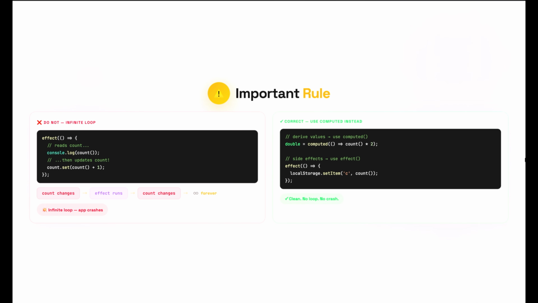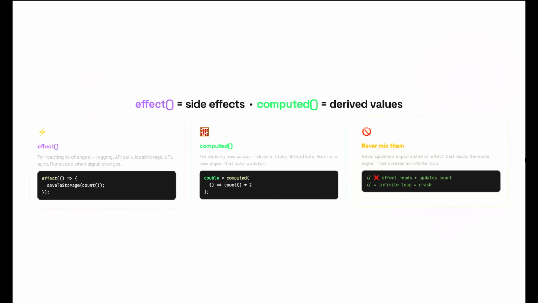Don't update a signal inside an effect that reads that same signal. That creates an infinite loop. Effect is for reacting to changes, not for causing more changes. Use computed for derived values. Use effect for side effects. Keep that rule in your head and you'll never have a problem.